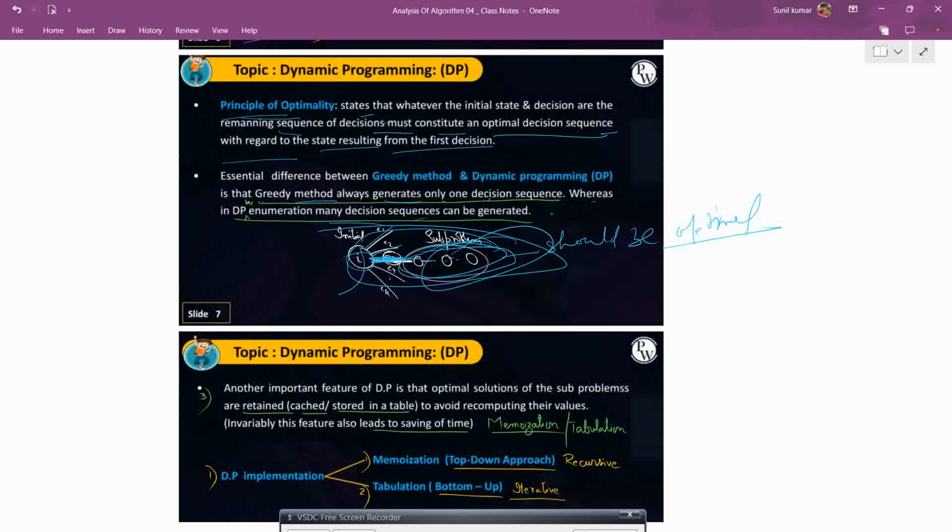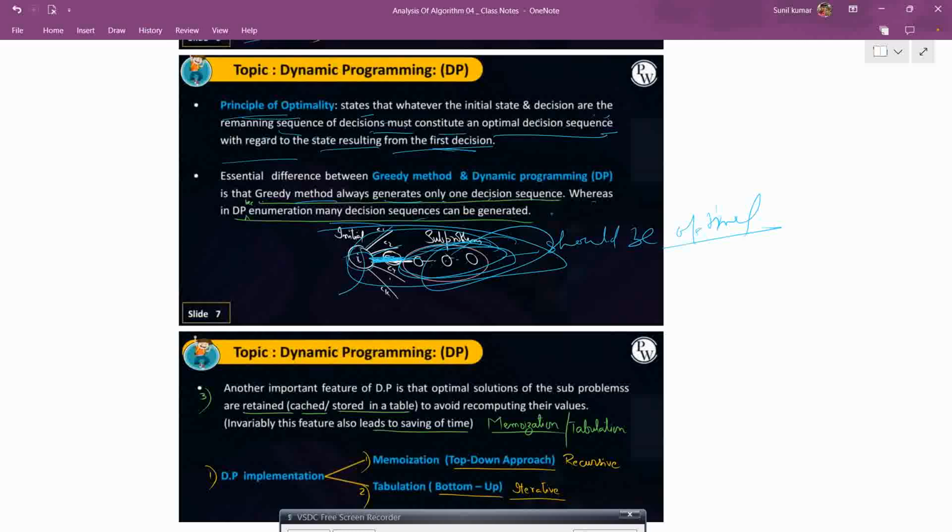It states that whatever the initial state and decisions are, the remaining sequence of decisions must constitute an optimal decision sequence with regard to the state resulting from the first decision.